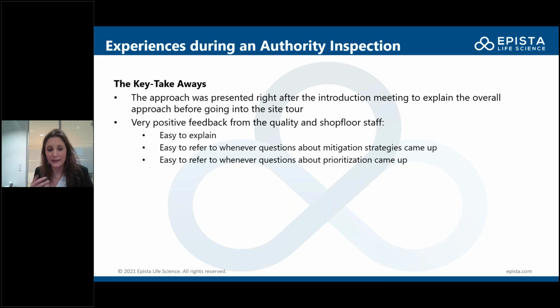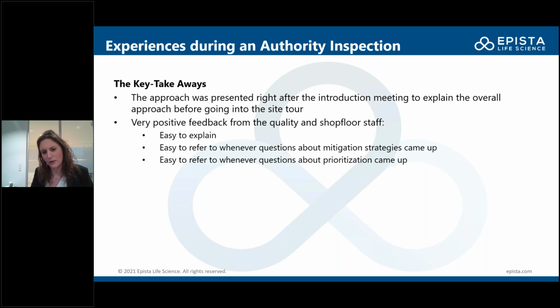When we had ended the 2-day inspection, we got very positive feedback from the quality team as well as the shop floor, because they said it was actually easy to explain what we're doing, how we're doing it, and why we're doing it. And also, whenever the inspector was pointing out a system, like, okay, so what are you doing here? And I see you don't have this and that implemented.